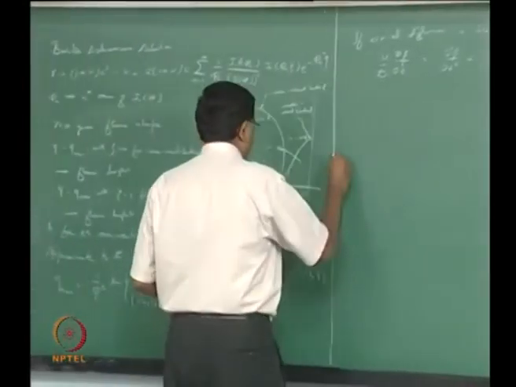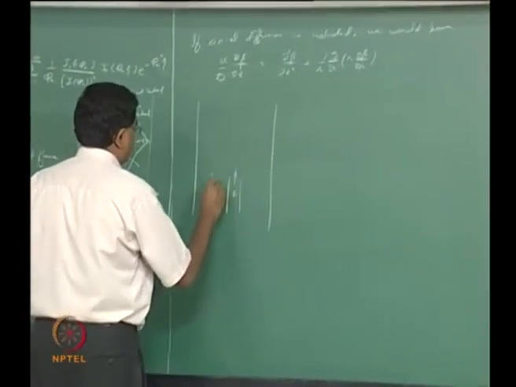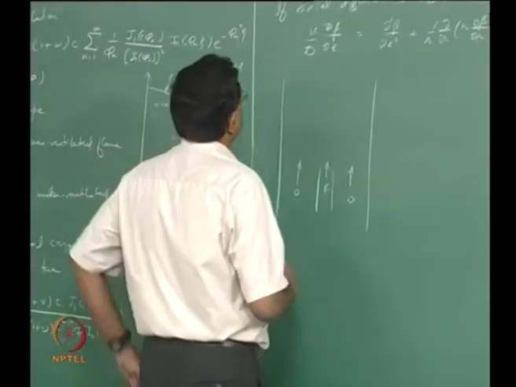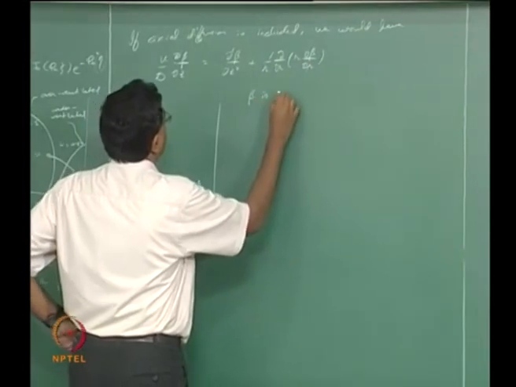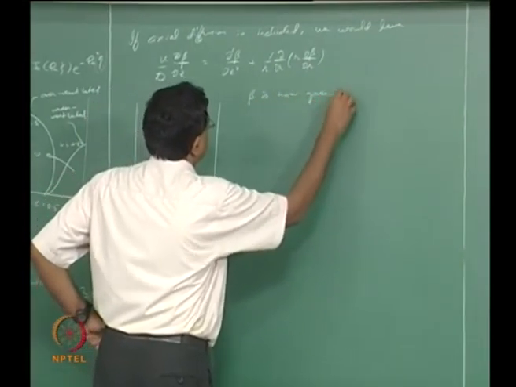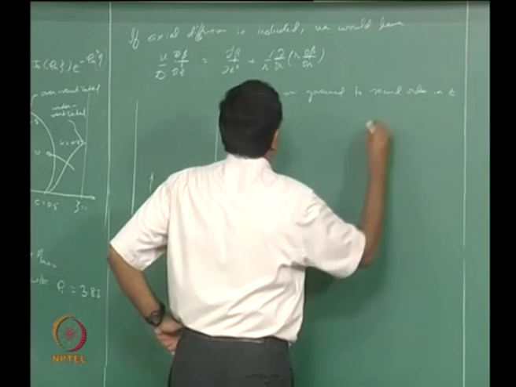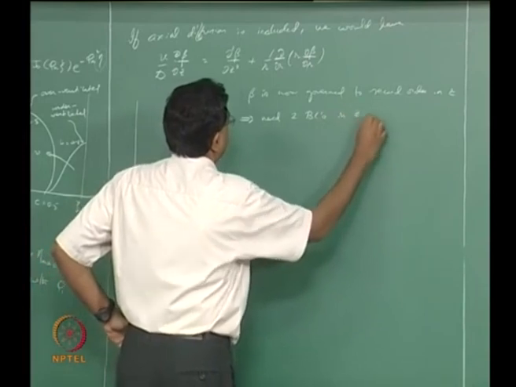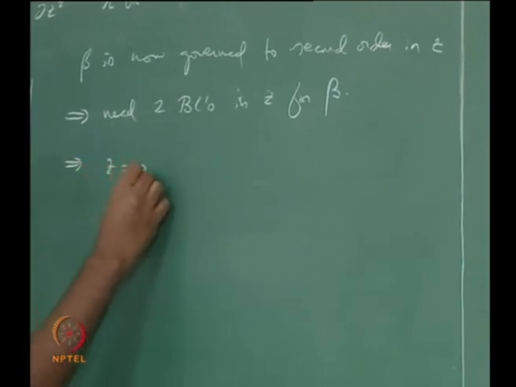So if you go back to your original problem, right, beta is now governed to second order in z, so we need two BCs in z for beta, which implies z equal to 0 and z equal to infinity, okay.